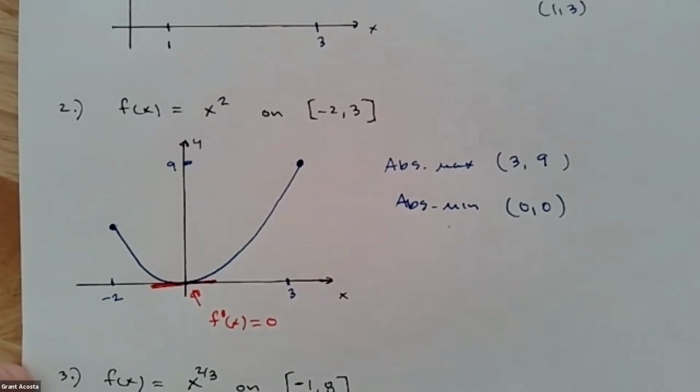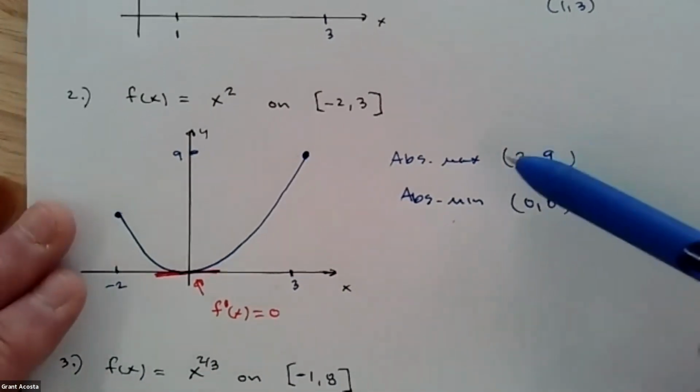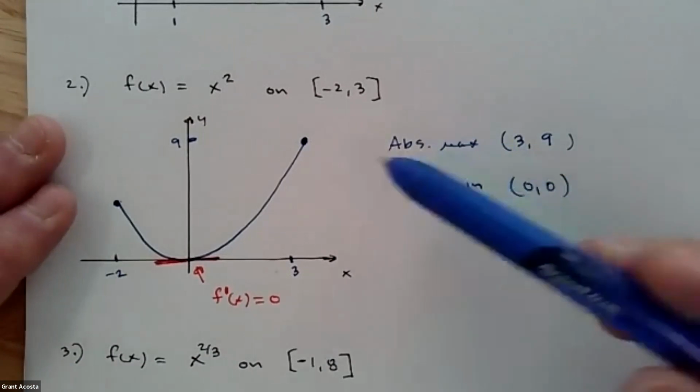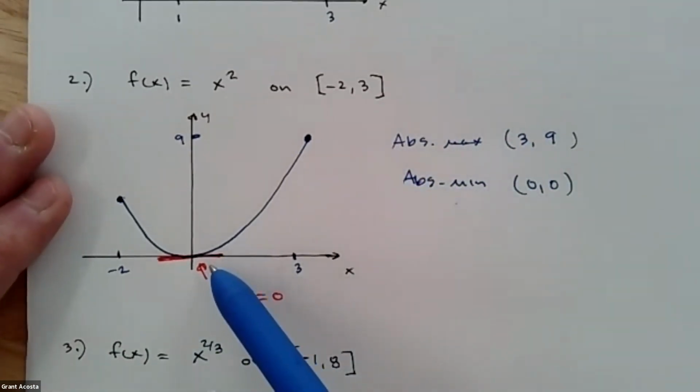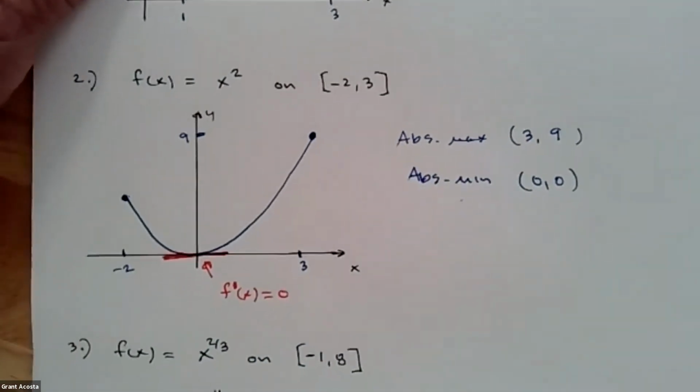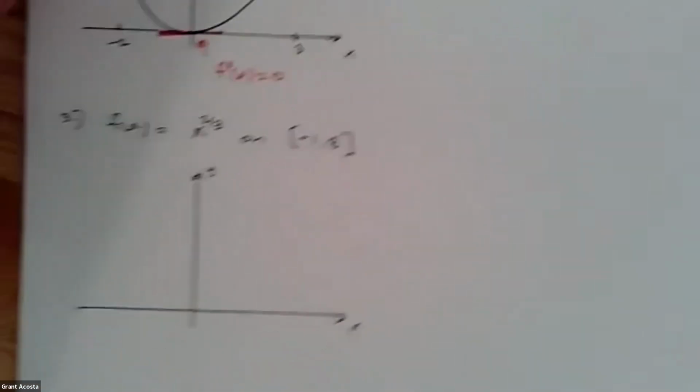So what we've seen now in this example is one of my absolute max points is at the endpoint. The other one was at a place where the derivative was equal to 0. Let's keep going.